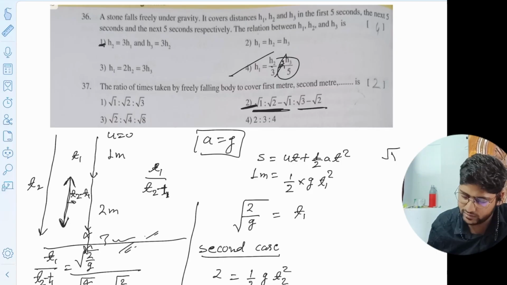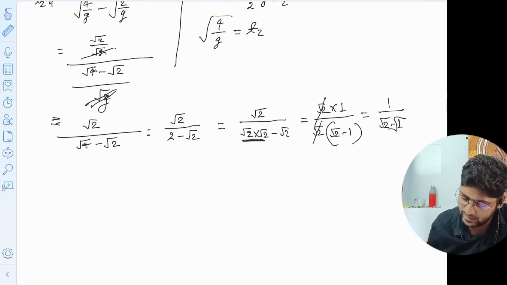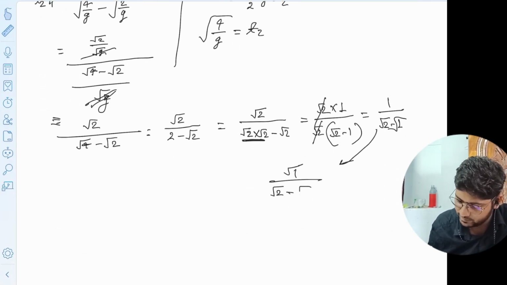And first we calculated T1 by T2, root 2 equals to 1 only. So 1 by root 2 minus root 1, and it is root 1. You can write 1 equals root 1. No problem. So which option came? They have written it as root 1 by root 2 minus root 1.